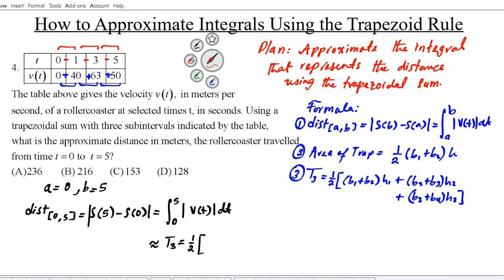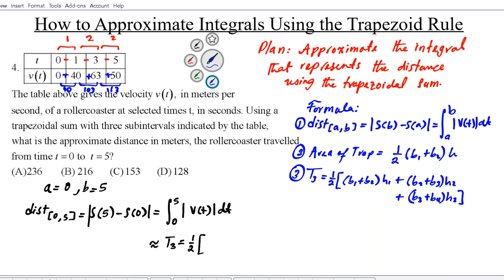All right, so let's specify what they are. The height of the first trapezoid is 1 minus 0, which is 1. The height of the second trapezoid is 2, and the height of the third trapezoid, 5 minus 3, is 2. All right, b1 plus b2, add these two together, is 40. b2 plus b3 is 103. b3 plus b4 is 113.